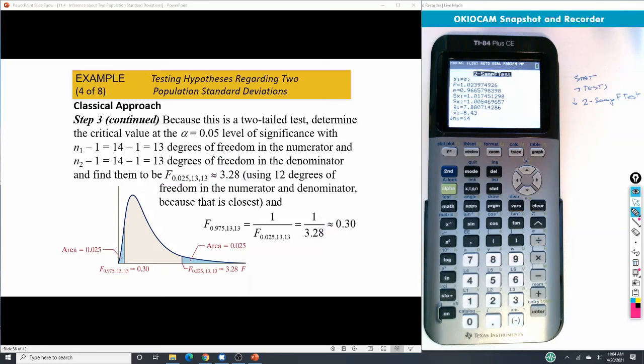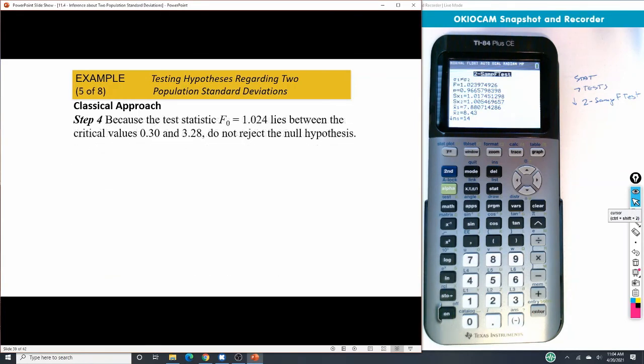Now, when we look at that, we can see that our 1.024 is in between those two numbers, so we do not reject the null hypothesis. If it was less than the 0.328 or greater than the 3.30, we would reject it. But in this case, it's between them, so we do not reject the null hypothesis.